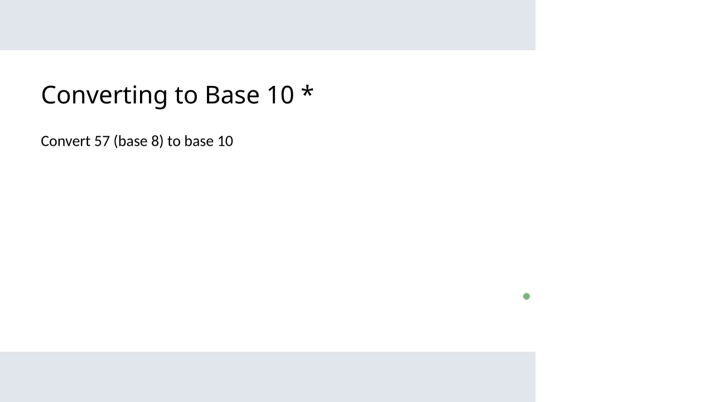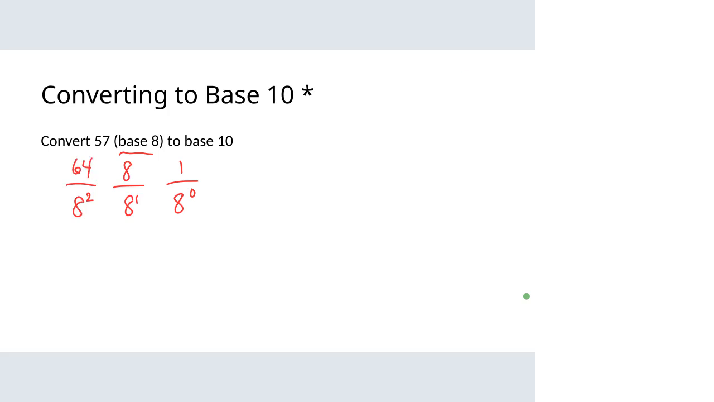So we're converting 57 base 8 into base 10. Once we see that this is base 8, that lets us know that our place value positions are going to be 8 to the 0, which is the ones place, 8 to the first, which is the 8's place, and then 8 to the second, which would be the 64's place.